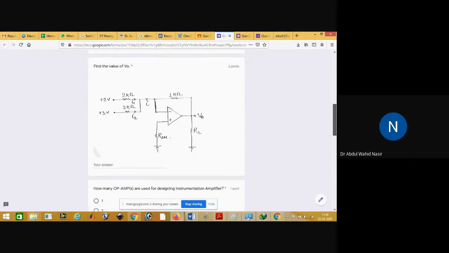What is the V naught? So V naught for third problem, what is V naught? V naught is nothing but current into voltage. So V naught will be minus of, what is the current flowing here? Already we have seen that I is minus 2.5. So 2.5 milliampere into 1 kilo ohm. So that will be how much volt? It will be 2.5 volt. This is the answer for third problem.